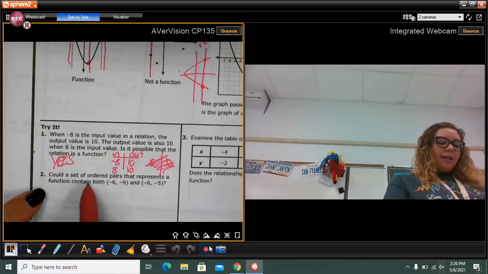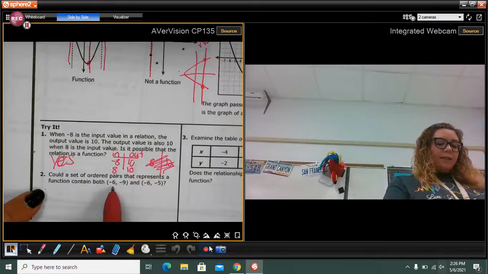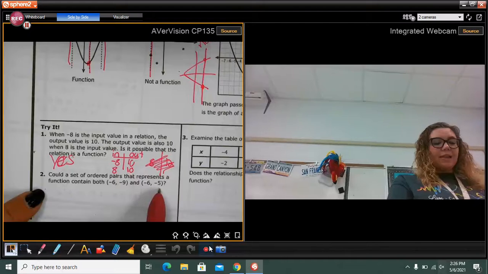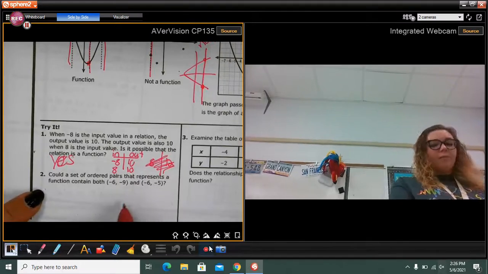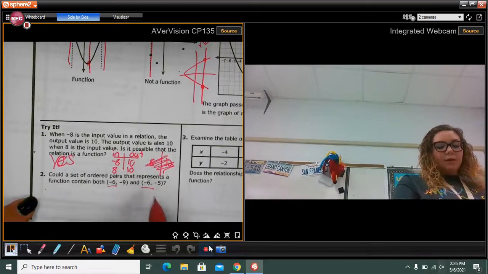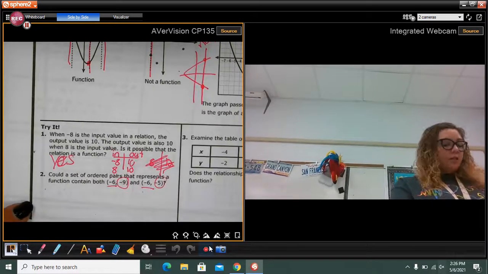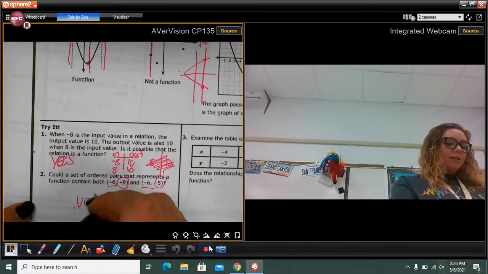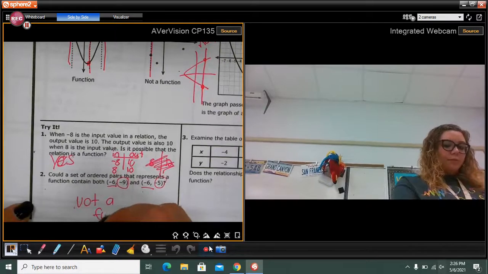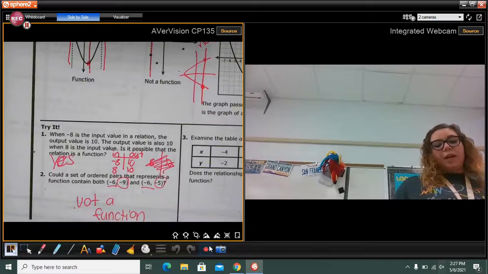2. Could a set of ordered pairs that represent a function contain both -6 and -9 and -6 and -5? Okay, do I have repeating x values? I do. Is my y values different? Yes. So therefore, it is not a function. Because I have 2 different outputs.